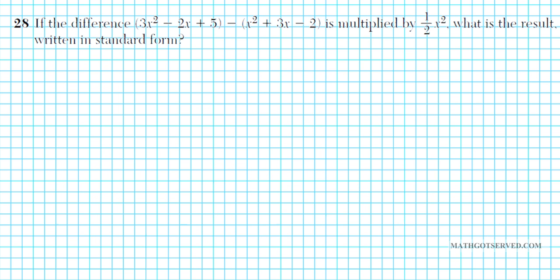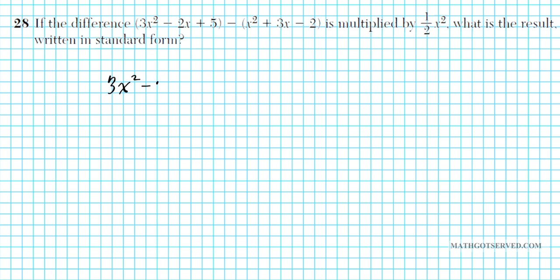All right, let's take a look at problem 28. It reads, if the difference 3x squared minus 2x plus 5 minus x squared plus 3x minus 2 is multiplied by 1/2 x squared, what is the result written in standard form? So this problem is assessing your ability to carry out operations on functions, namely finding the difference and then applying the properties of exponents. So what we're going to do first is find the difference.